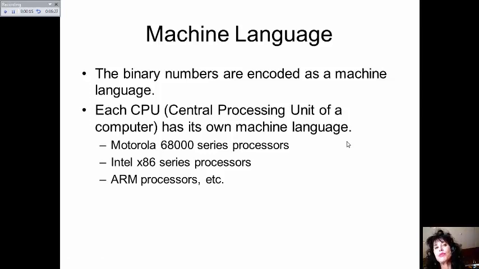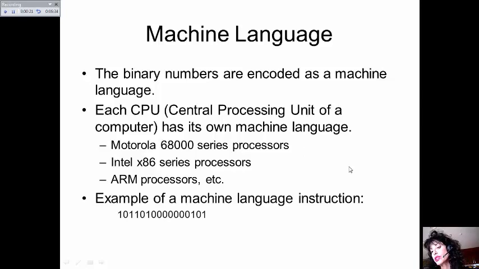And each CPU, central processing unit of a computer, has its own special machine language, and these are just 3 different examples of different microprocessors. And that's kind of where the problem is, that each microprocessor has its own machine language.